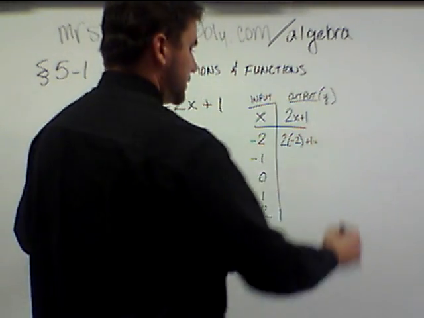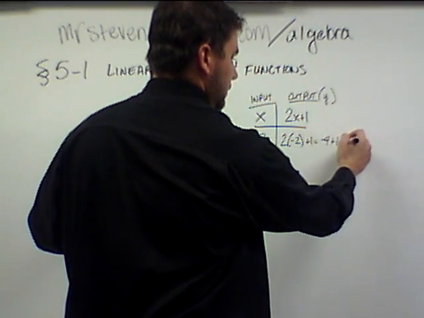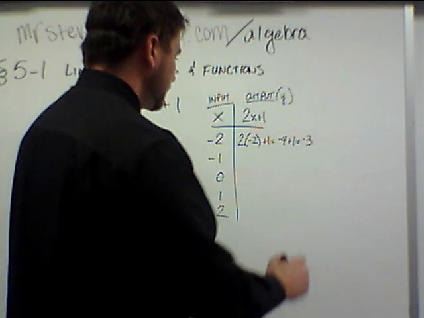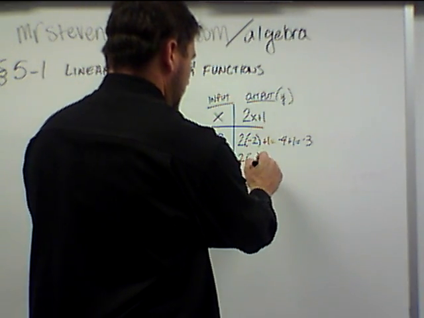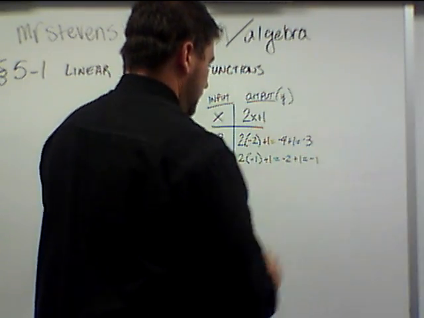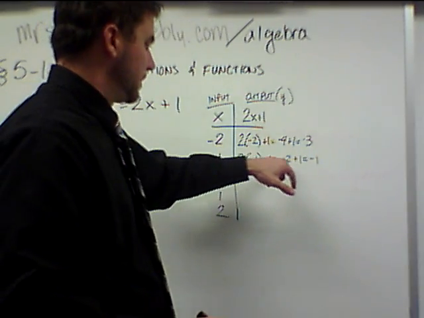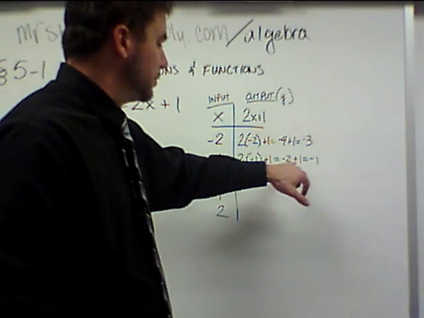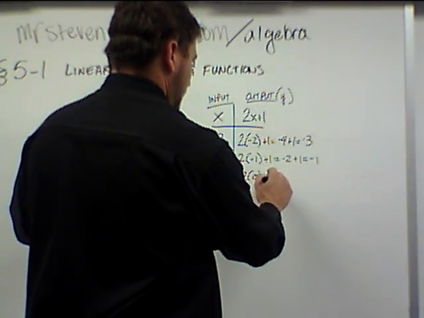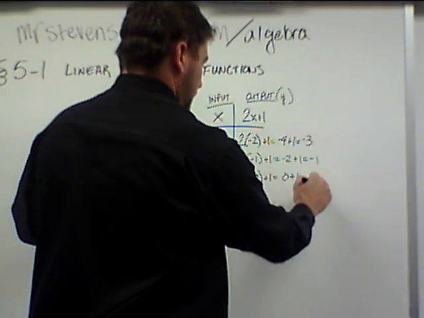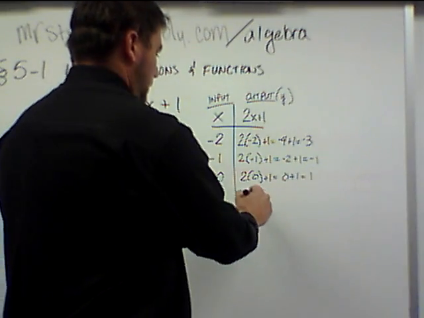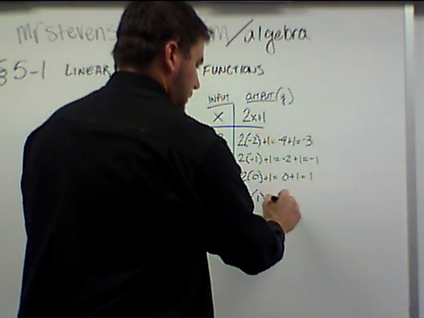2 times -2 is -4. -4 plus 1 is -3. Plugging in -1, 2 times -1 is -2, plus 1 gives me -1. Anything times 0 is 0, 0 plus 1 is 1. And I'll speed this up just a little bit.